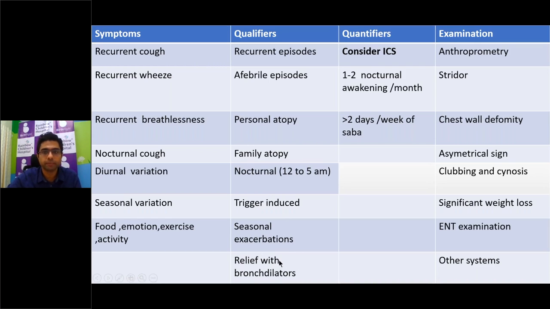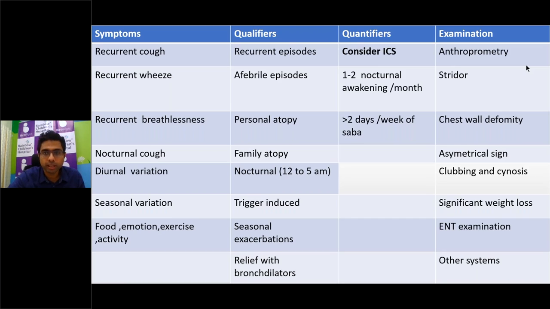Very important statement: you will consider inhaled steroids whenever there are 1 or 2 episodes of nocturnal awakening every month, occurring over 2 or 3 months, and whenever the requirement of a reliever is more than 2 days per week, occurring every month. Then you should consider inhaled steroids.